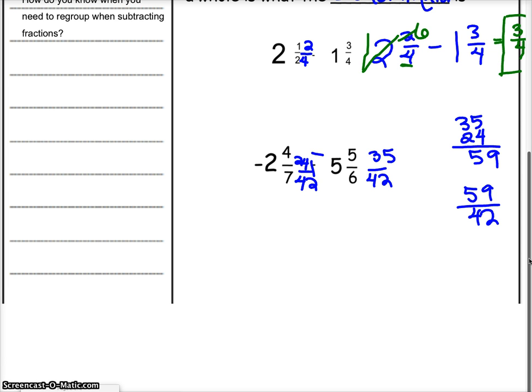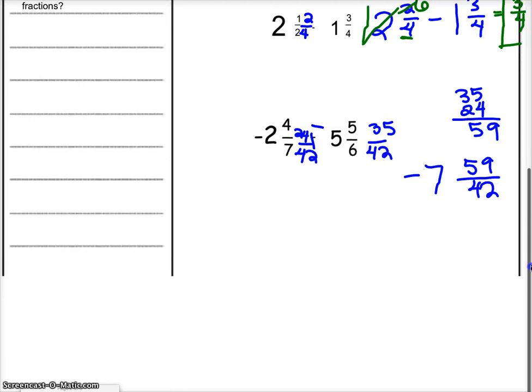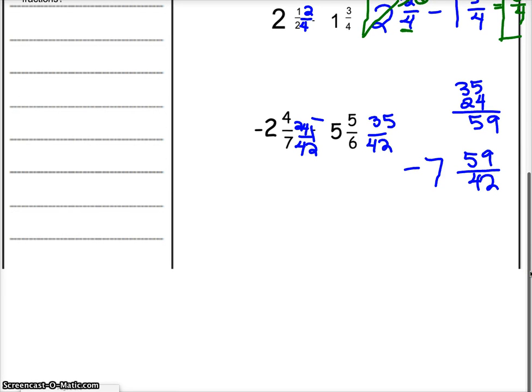2 plus 5 is what? 7, just make it negative. Over 42, but now I can regroup some more. 42 goes into 59 how many times? So I have 7 wholes and another whole is 8. 17 remaining over 42, negative.